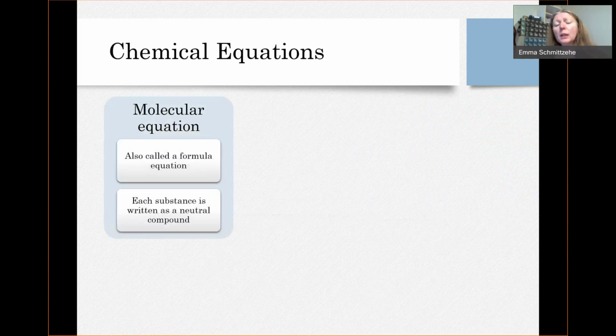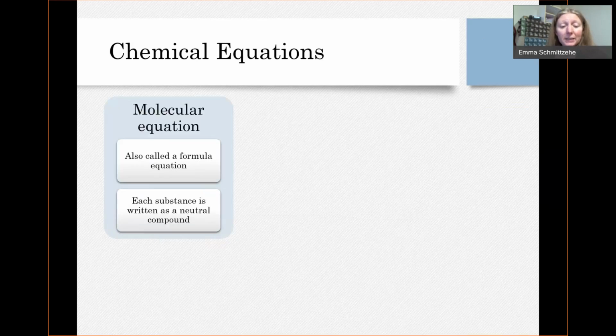And so the first one is not an ionic equation. So the first one I have on the list is the typical chemical equation that we would write that represents a reaction. And so we would normally just call it the chemical equation. But if you want to get more specific, you could call it a molecular equation. You can call it a formula equation.